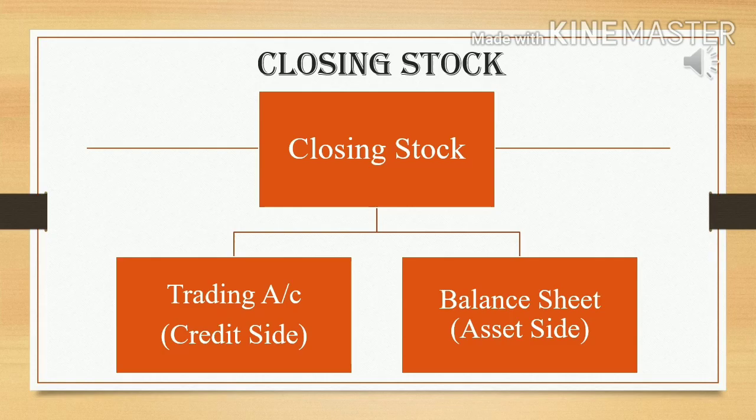Now, anything remaining at the end of the year is also a kind of an asset. So from here, we get to the second effect of our adjustment, that is balance sheet asset side. So the two effects of closing stock are number 1, trading account credit side, number 2, balance sheet asset side.